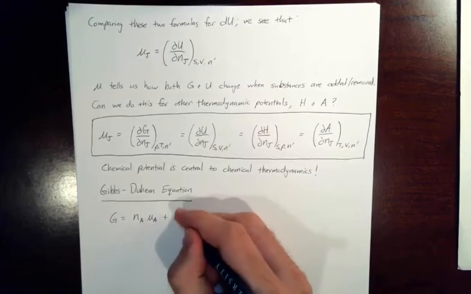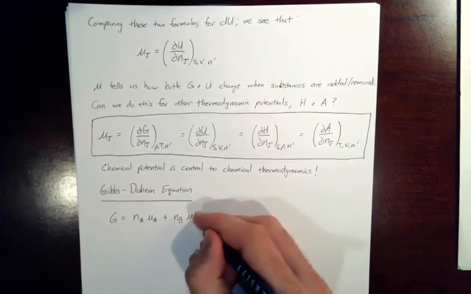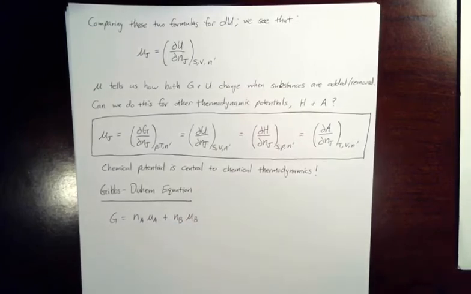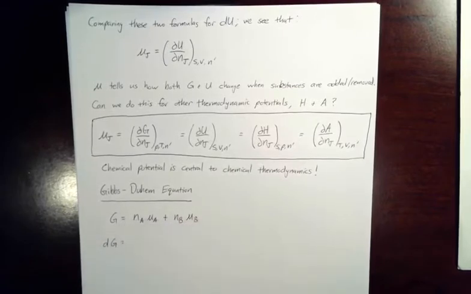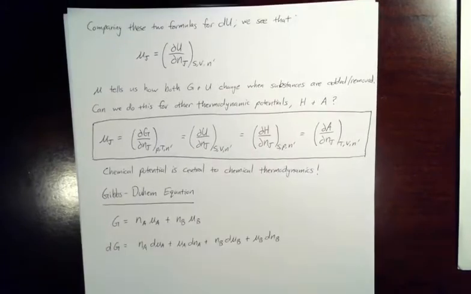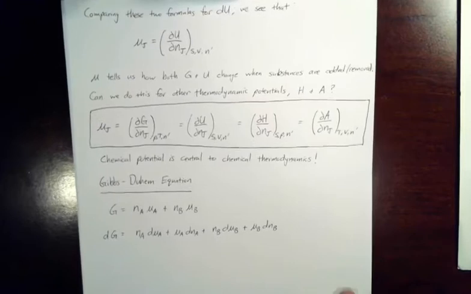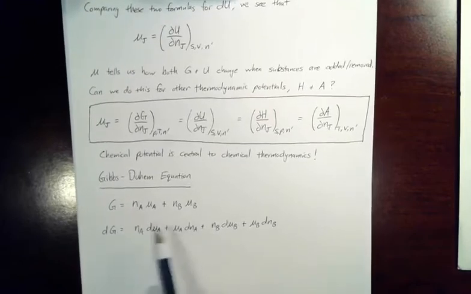potential of species A plus the number of moles of B times the chemical potential of species B. Now, if we want to calculate dG from this, let's assume that we can't assume that any of these are constant. Okay, so we're going to have to use the product rule on both of these terms. Applying the product rule to each term, we get something that looks like this.